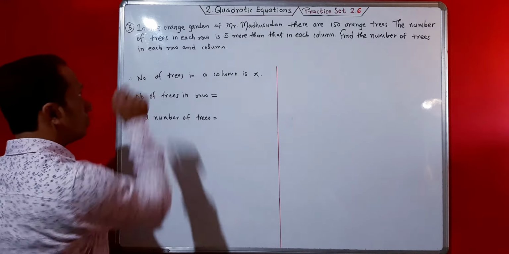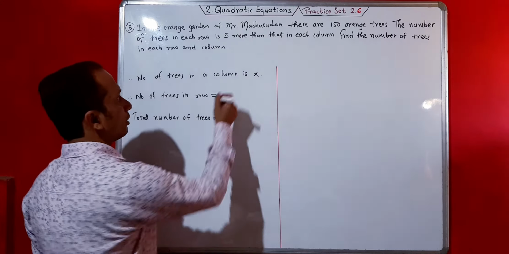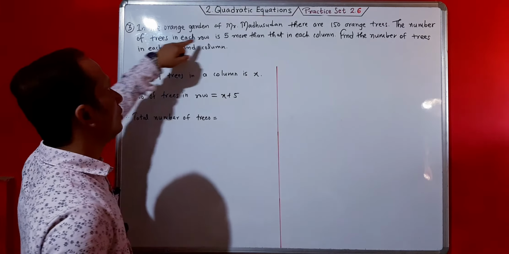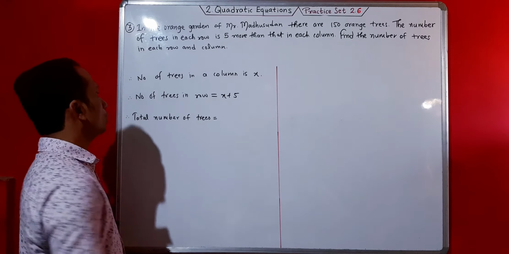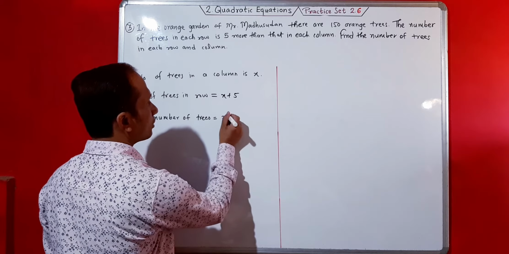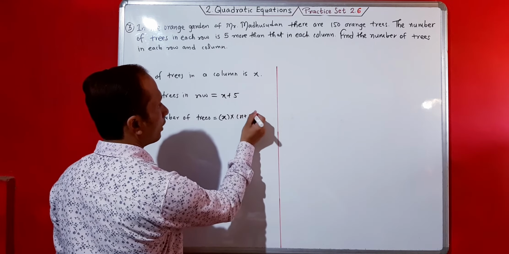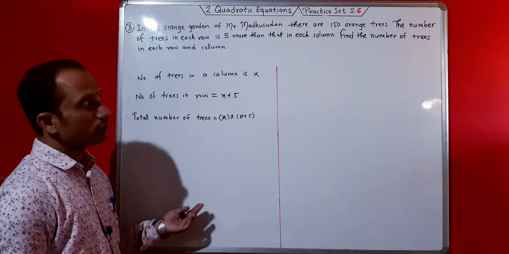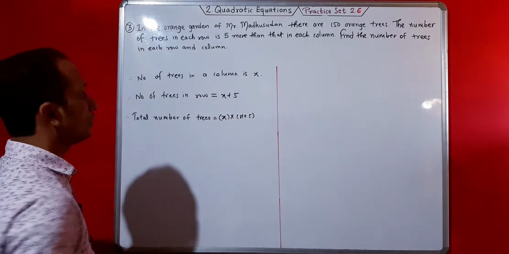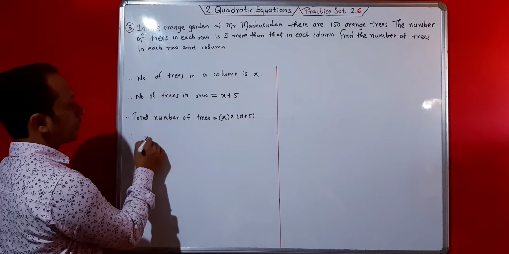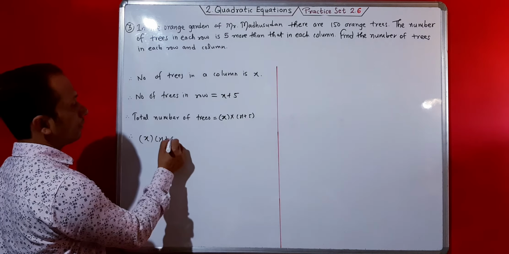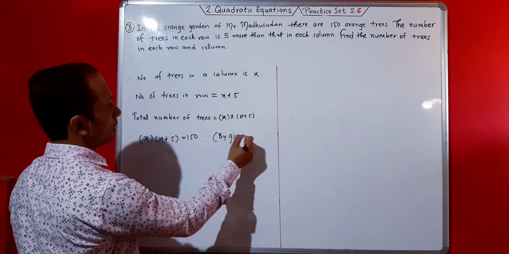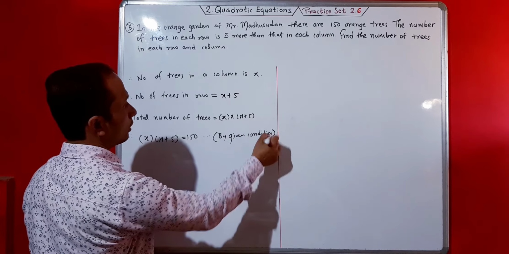We have to find, number of trees in each column is x, it is given, and therefore number of trees in each row is x plus 5, because the number of trees in each row is 5 more than that in each column. So total number of trees, you know that x into x plus 5, you have to multiply a row into column, and we have to make the quadratic equation of this. So total number of trees is 150. Therefore I can write x into x plus 5 is equal to 150 by given condition, okay.